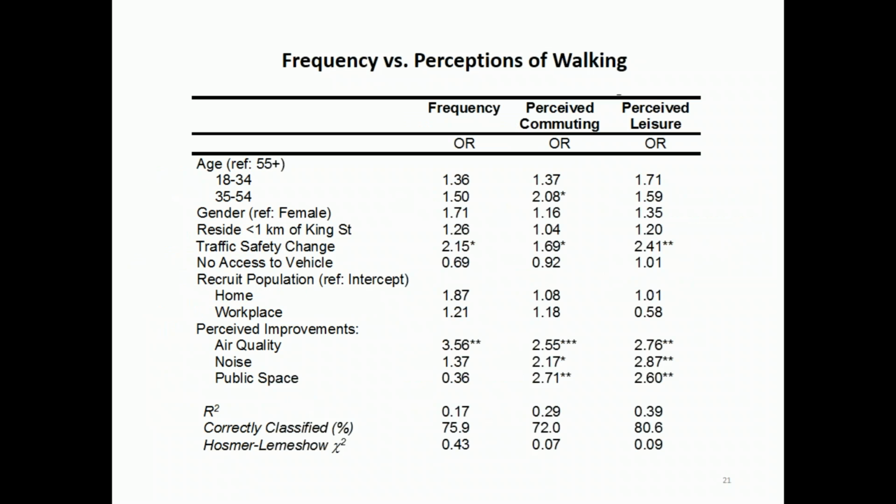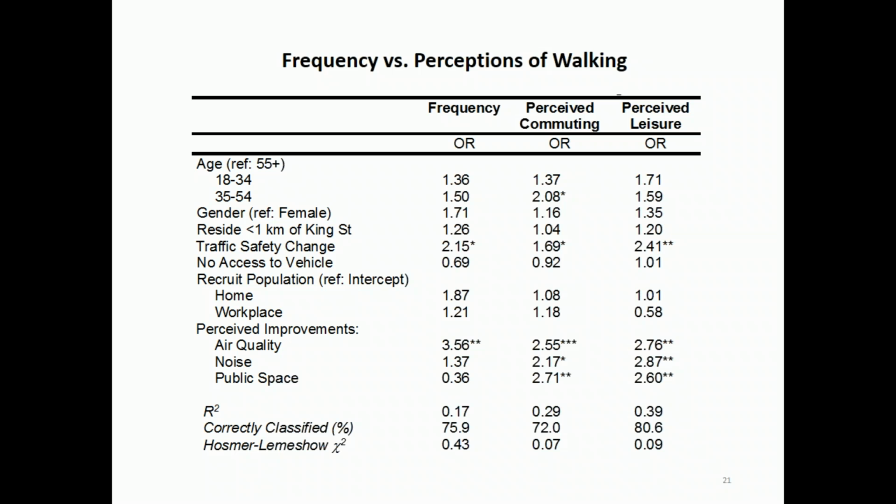The same counts for walking, but perhaps somewhat surprisingly not such a strong effect of safety perceptions here. So for actual people that were intercepted while walking or reported walking regularly on King Street, while people that perceived either commuting or walking for leisure as more likely because of the pilot were again 2 to 3 times more likely to be walking more based on having this positive view of traffic safety change.